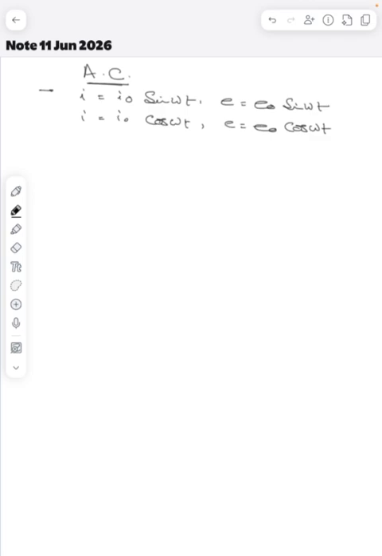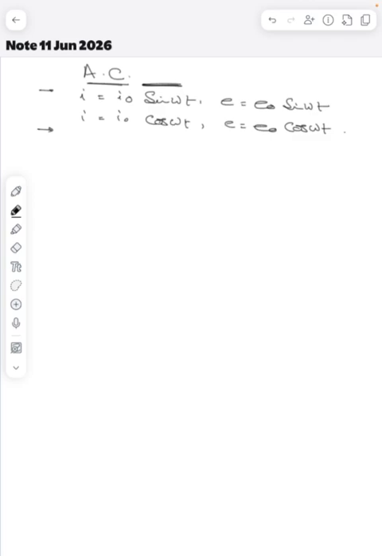So current which is always in one direction is called DC. The current which reverses its direction periodically and is represented by sine or cosine functions is called AC. I instantaneous equal to I naught sin omega t or I naught cos omega t. E equal to E naught sin omega t or E naught cos omega t. Peak value, here I naught is the peak value.